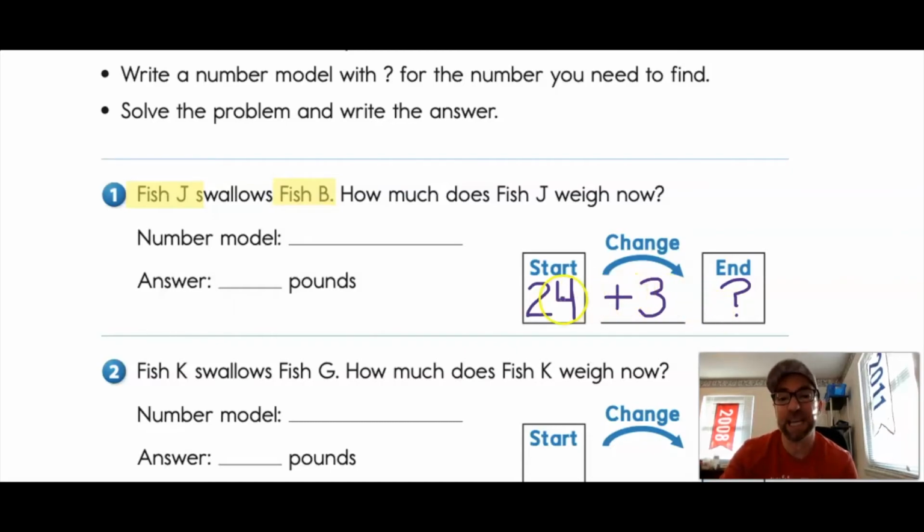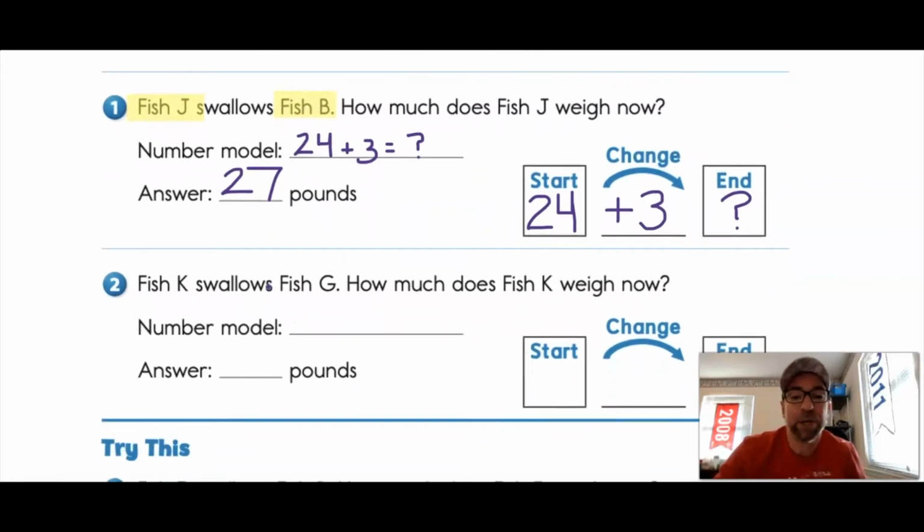Now, can you see a number model here? I see a number model. 24 plus 3 equals question mark. Now we have to figure out what our answer is. We could use our number grid. We could use our math minds. 24 in the rock, and we have to count 3 more. 25, 26. Did you get 27 pounds? Awesome job.